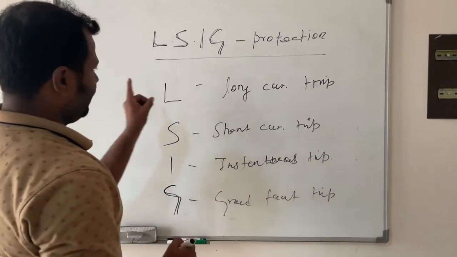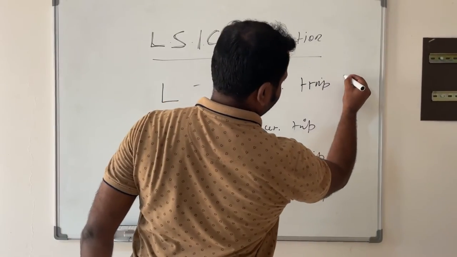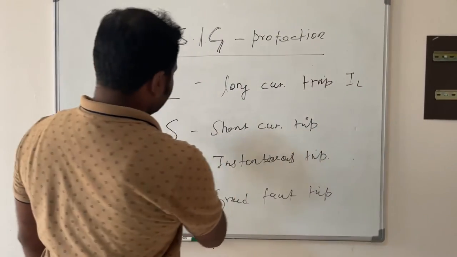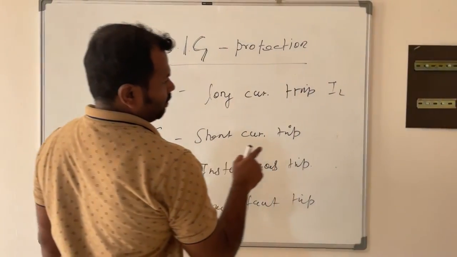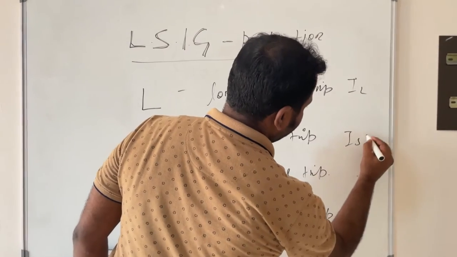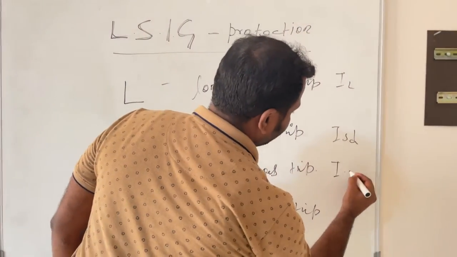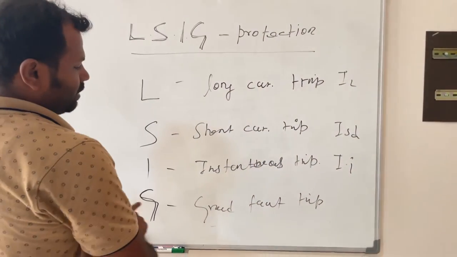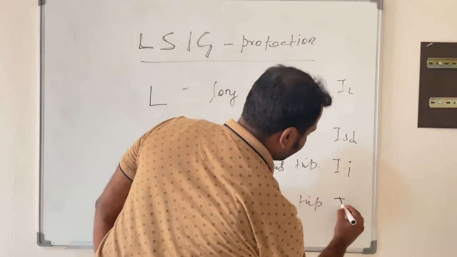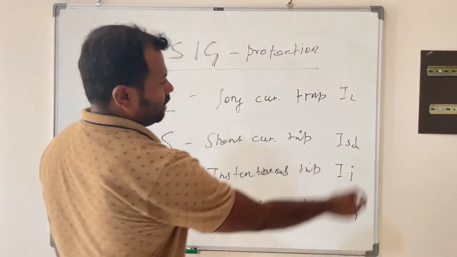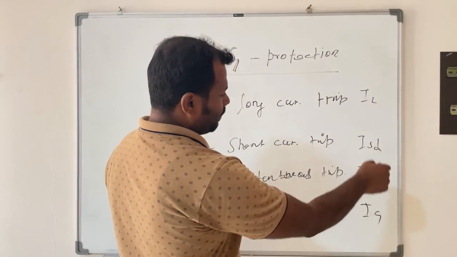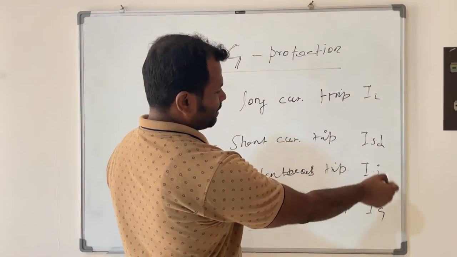The long current is mentioned as IL. The short circuit current is mentioned as ISD. The instantaneous trip current is mentioned as capital I and small i. The ground fault current is mentioned as IG. So these four types of trip levels are called LSIG.